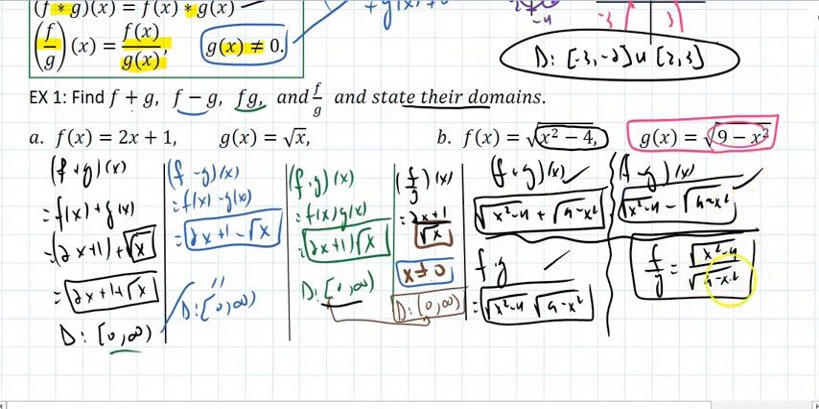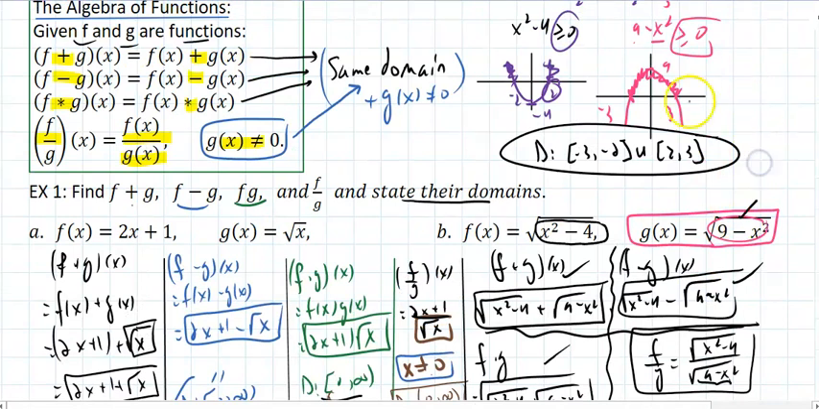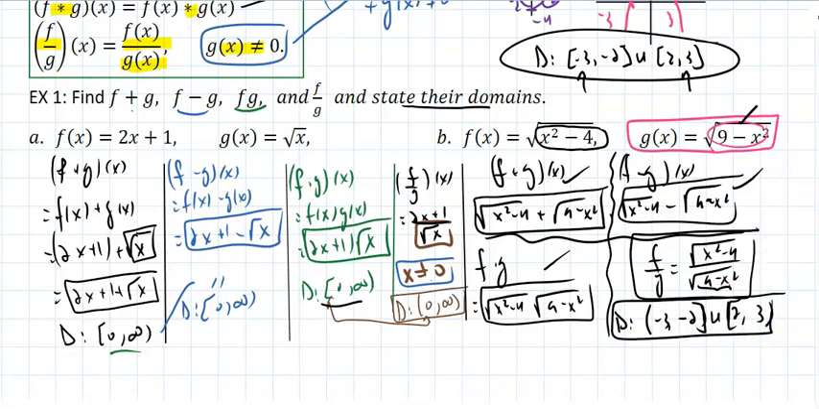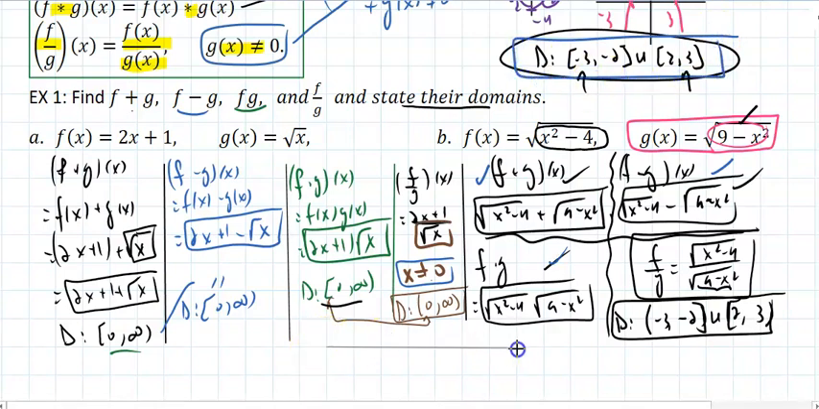The only exception on the last one is when we look at it, we notice that the denominator is really this. We can't have that equal 0. So where does that equal 0? At 3 and negative 3. So the domain for the last would be negative 3 to negative 2 union with 2 to 3, not including the endpoints. But the domain for each of those, this piece and this piece, is identical to that. And that's how this works.